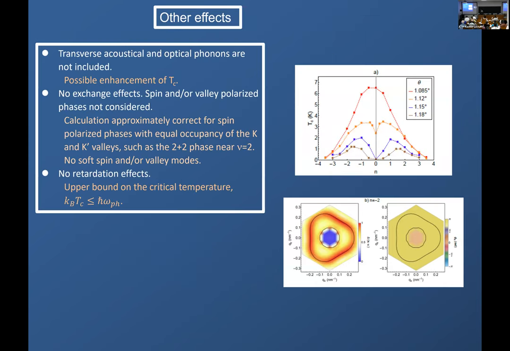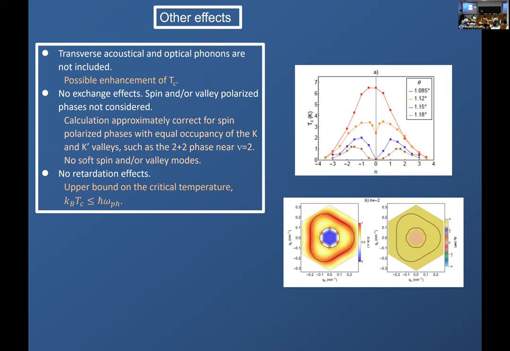These are more calculations, and this is what we have included and what we have not included. We haven't included acoustic and optical phonons. They will typically increase the tendency towards superconductivity. However, depending on whether one has S wave or F wave, phonons will be good. Definitely, they will increase Tc for S wave pairing. And what they do for F wave pairing is unclear to us.